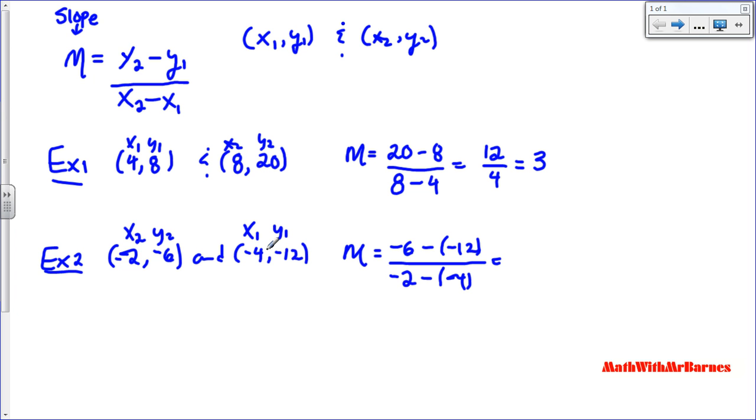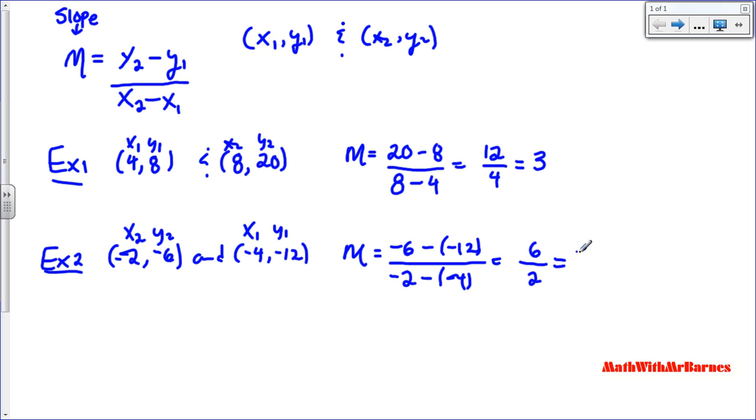Guys, just one thing to be cautioned about. All we really need to do with the points is make sure that this one's 2, 2, and this one's 1, 1, or this one's 1, 1 and this one's 2, 2, and make sure we follow that order. If I start with this point, the negative 6 and the negative 2 line up on top of each other, and then negative 12 and negative 4 line up on top of each other. Negative 6 subtract negative 12 is the same as negative 6 plus 12, so that's a positive 6. Then negative 2 subtract negative 4 is the same as negative 2 plus 4, so that's going to be 2, and that'll give us a slope of 3 again.